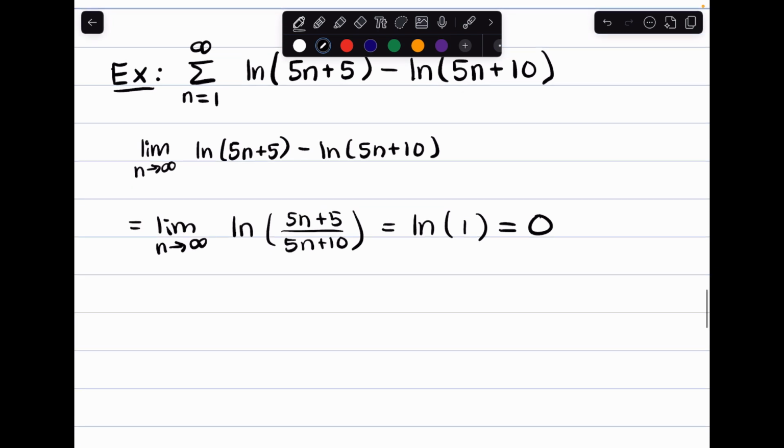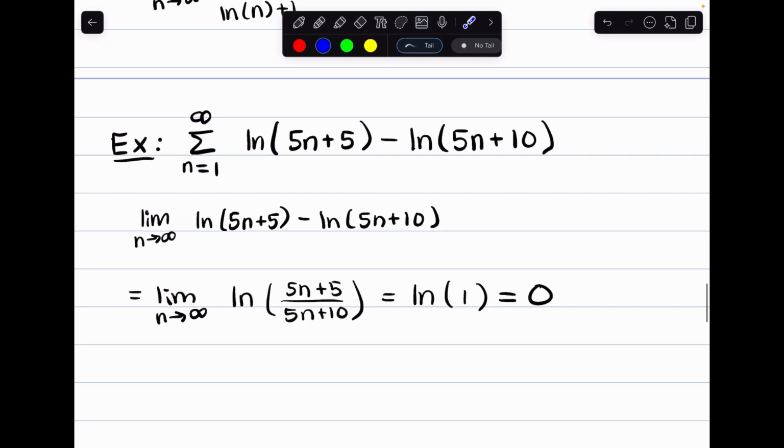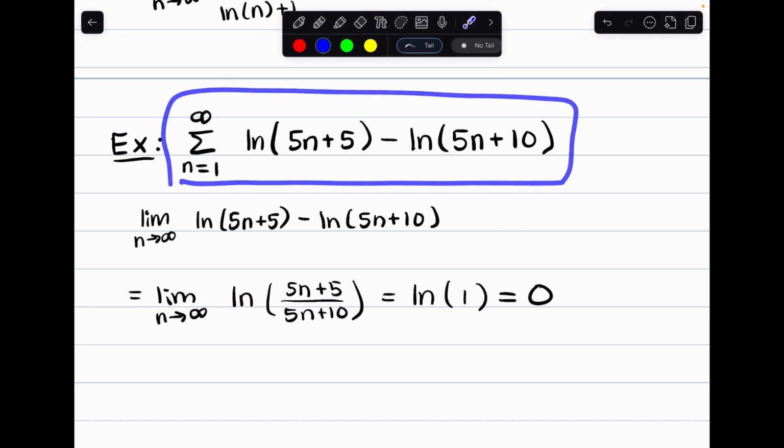And so then you should ask yourself, can I make any conclusions based off of this? Can I conclude that this series is convergent because the things that I'm adding up go to 0? And the answer is actually no. If you find out that the limit of our a sub n's is equal to 0, you can't actually conclude whether it's convergent or divergent. And so you might ask, well, how are you supposed to deal with this series?